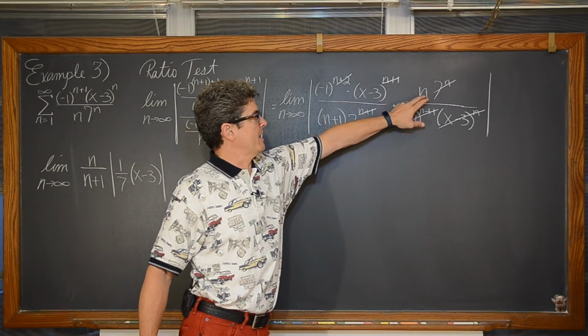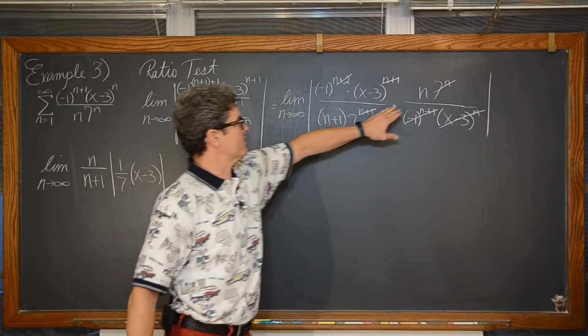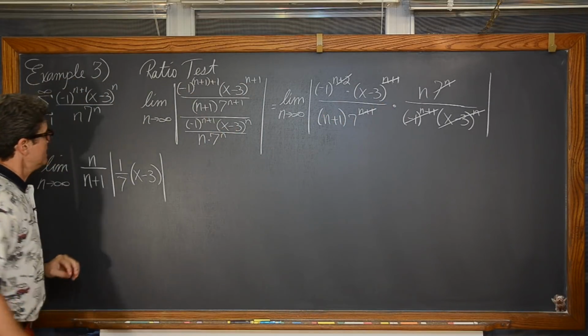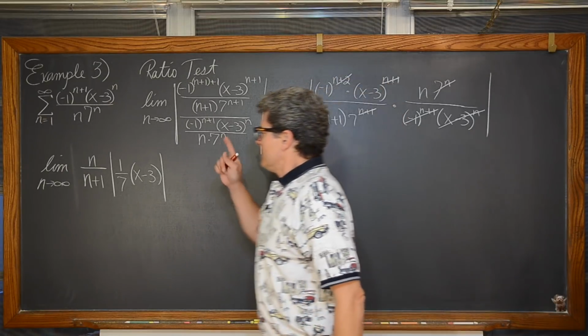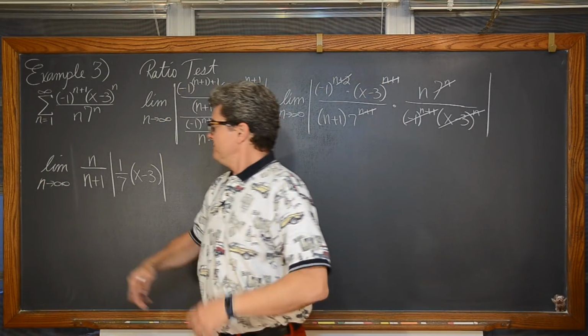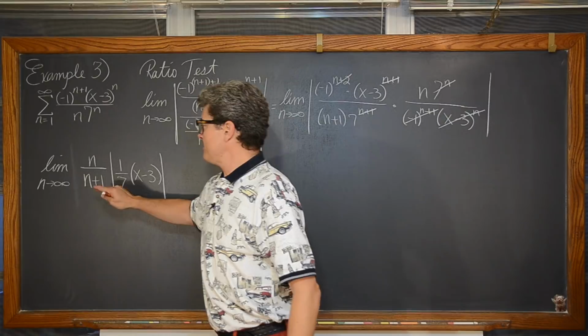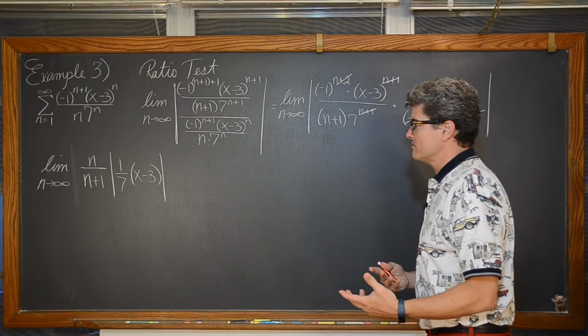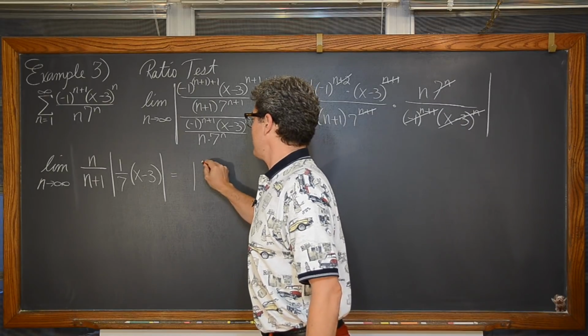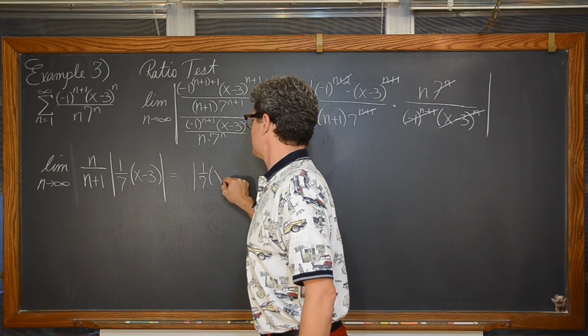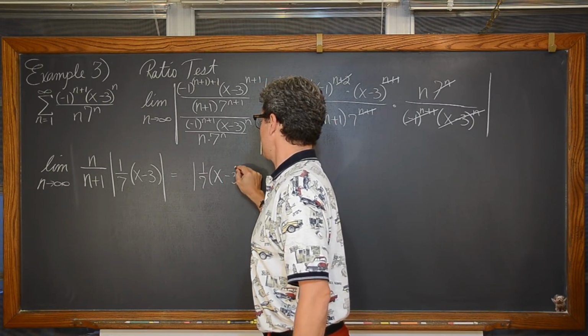The absolute value, the n is starting at 1 and going to infinity, so it's never going to be negative. Pulling that out in front of the absolute value sign, just giving this a little bit of a different look. The limit as n approaches infinity of n over n plus 1 is going to come out to be 1. So we have that this is equal to the absolute value of 1 over 7 times x minus 3, the absolute value of all of this.